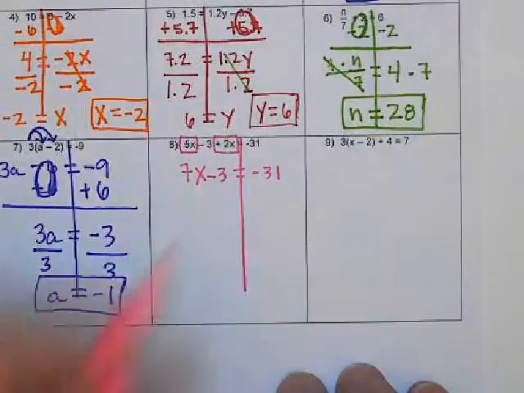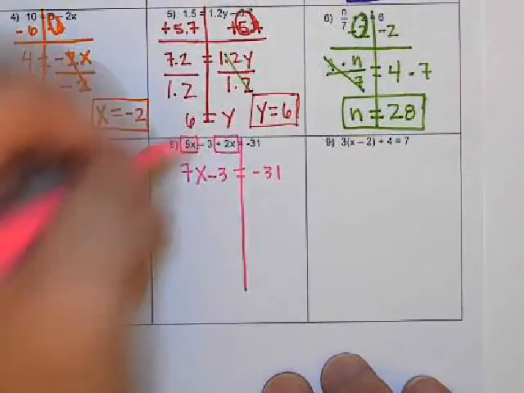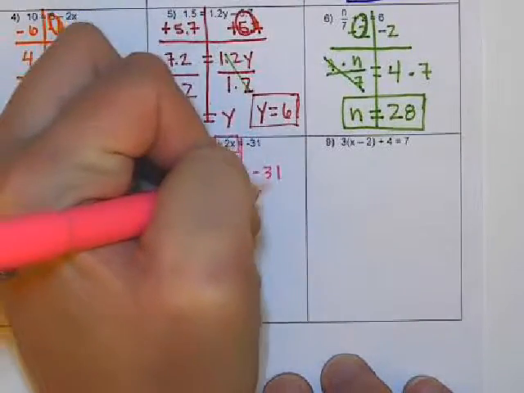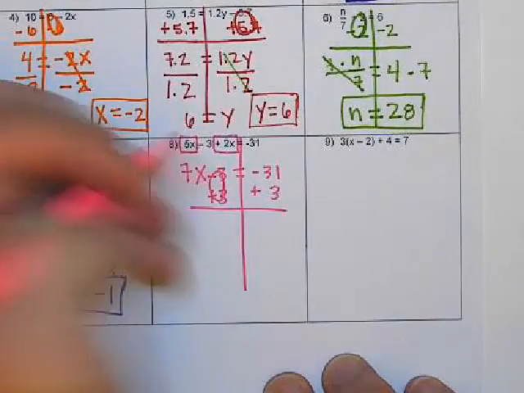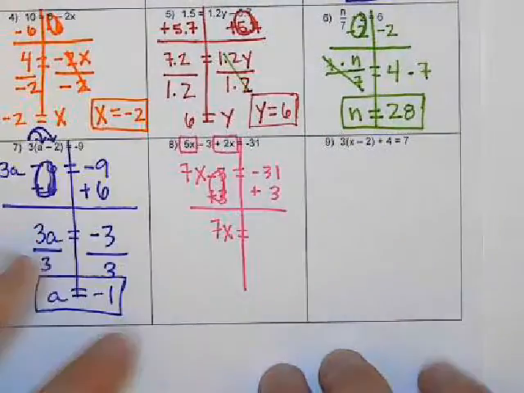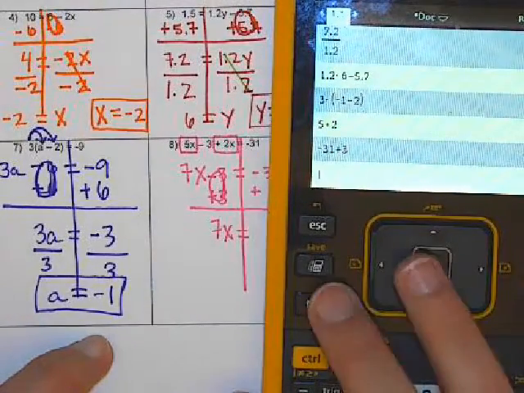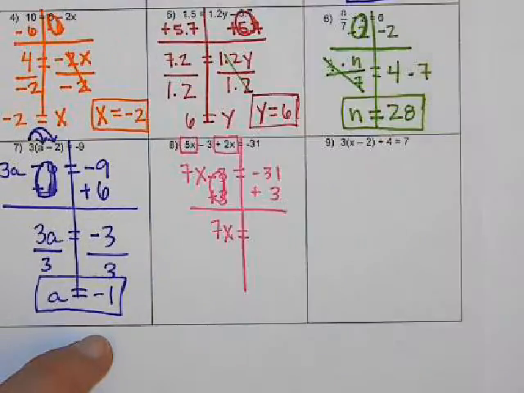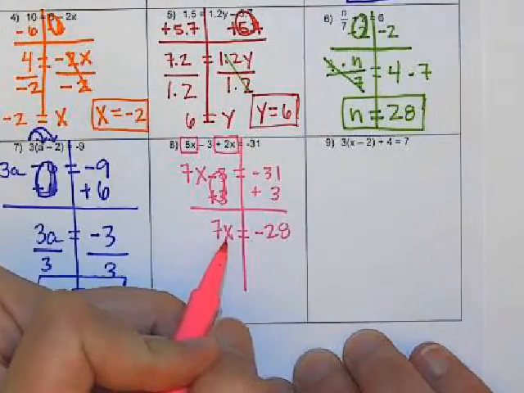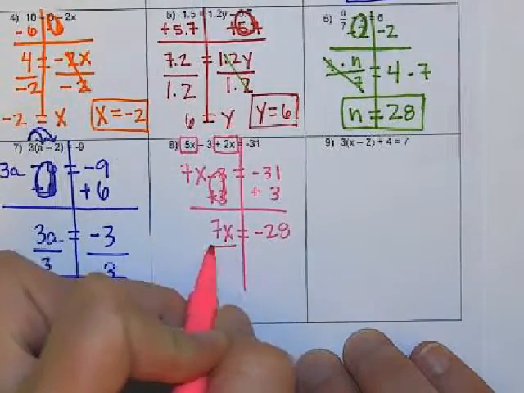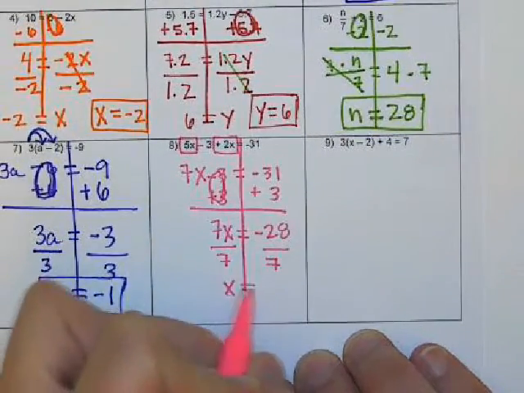All right, here's my x. What's being added or subtracted to it? A -3, so I need 2 plus 3. Negative 3 and plus 3 give me 0. I'm left with 7x equals. And then I do negative 31 plus 3 gives me negative 28. Is x by itself? No. What operation? Multiply. So I need to divide on each side. x equals negative 4.